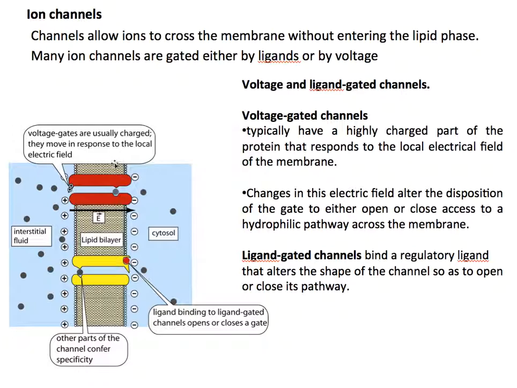Voltage gated channels usually have a charged amino acid close to the cytosol or the lumen side, and then the change in voltage will push or pull these helices or beta sheets, and then that can change the conformation and it'll open or close. And ligand gated, again, these will also have a ligand binding site, and then that will open or close these channels. So be familiar with these.